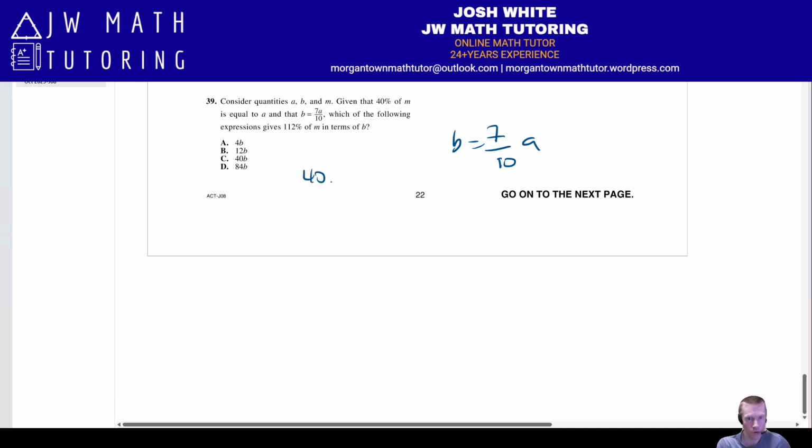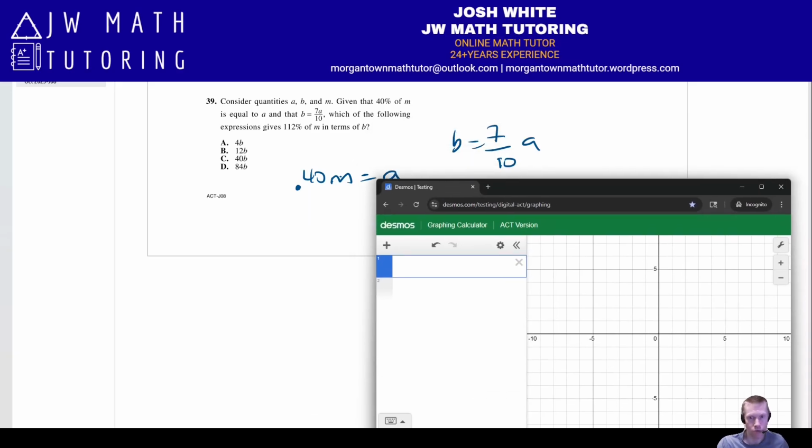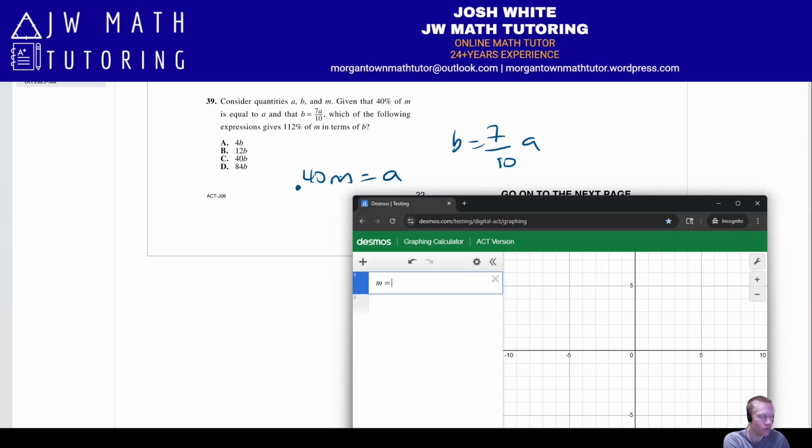So again, we've got 40% of m is equal to a, and then we've also got b equals 7 over 10 a. So here's how I would do this in terms of picking numbers. I would say, all right, I am going to let m equal whatever, 100, okay? Then a is equal to 40, we can actually just do it this way, 40% of m. Okay, so a is equal to 40. And then we know b is equal to 7 over 10 times a. All right, so b is equal to 28, right?